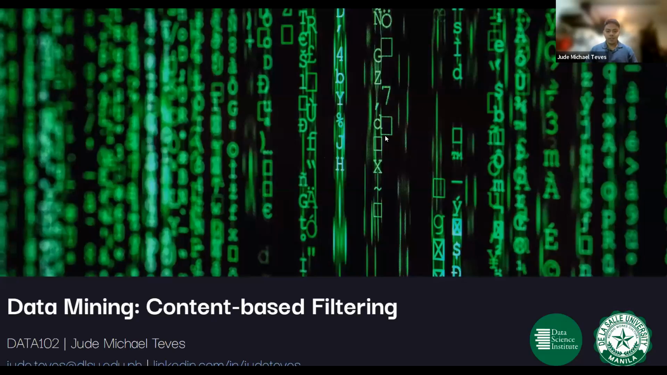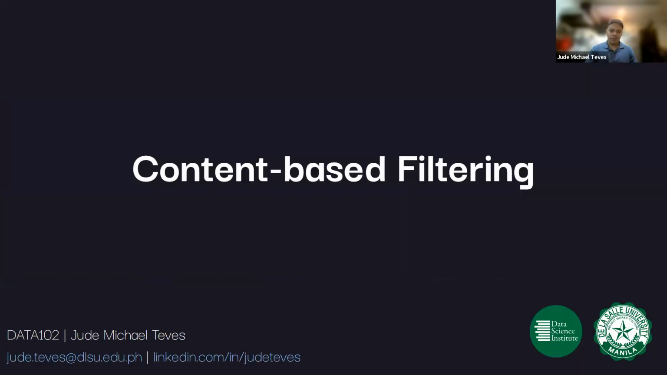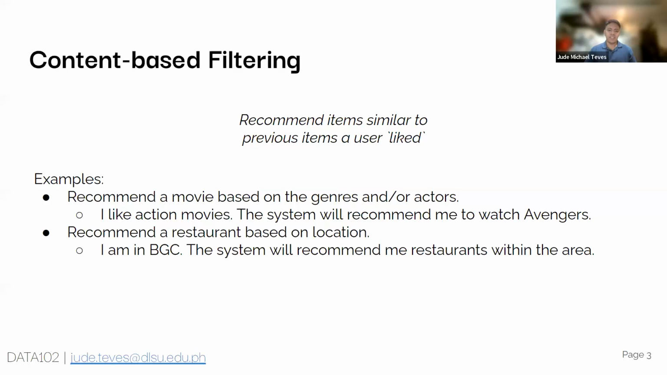Hello everyone. In this video, we will be discussing content-based filtering, which is one of the techniques for doing recommender systems. So what is content-based filtering? The intuition is that we recommend items similar to previous items that the user liked. For example, we recommend a movie based on the genres and/or actors.